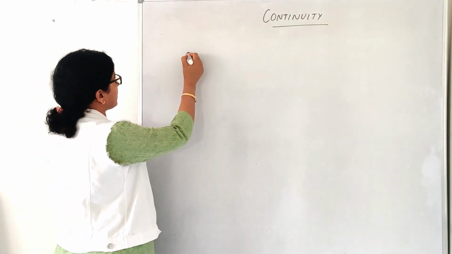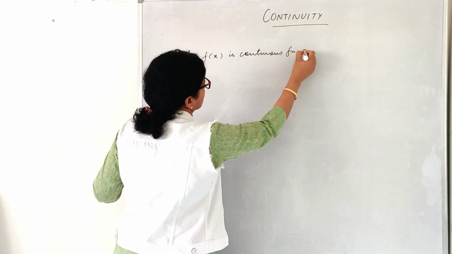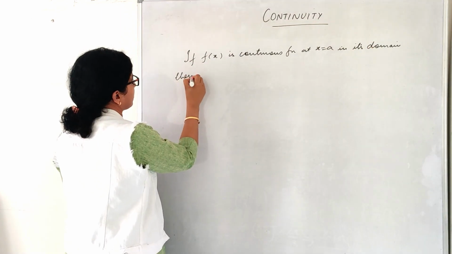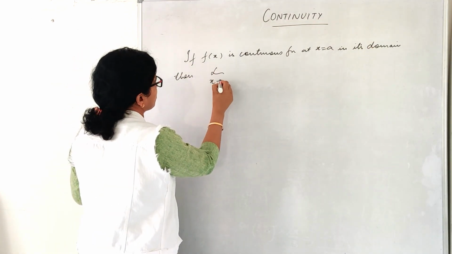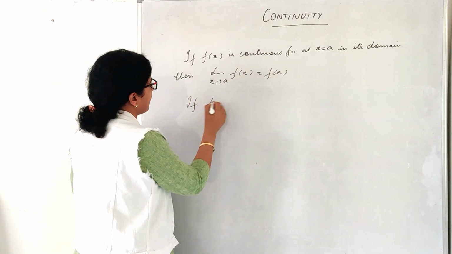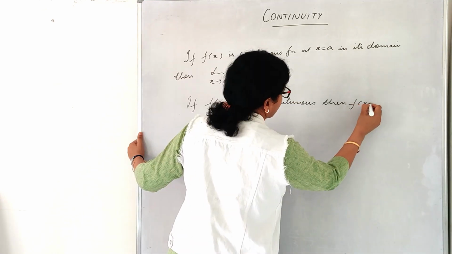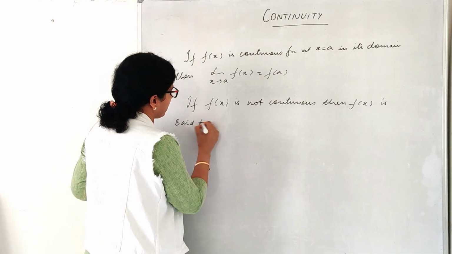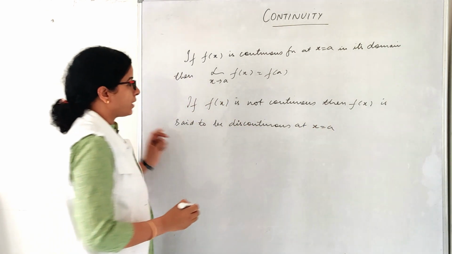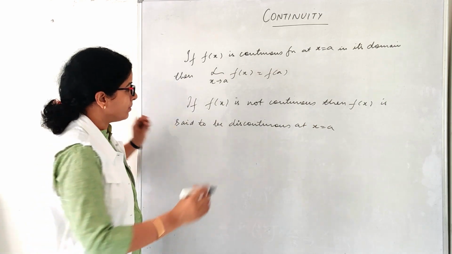Continuity says that if f(x) is a continuous function at x equals a in its domain, then limit x tends to a, f(x) equals f(a). If f(x) is not continuous, f(x) is said to be discontinuous at x equals a. Now there are different kinds of discontinuity, so to name them, just check it.